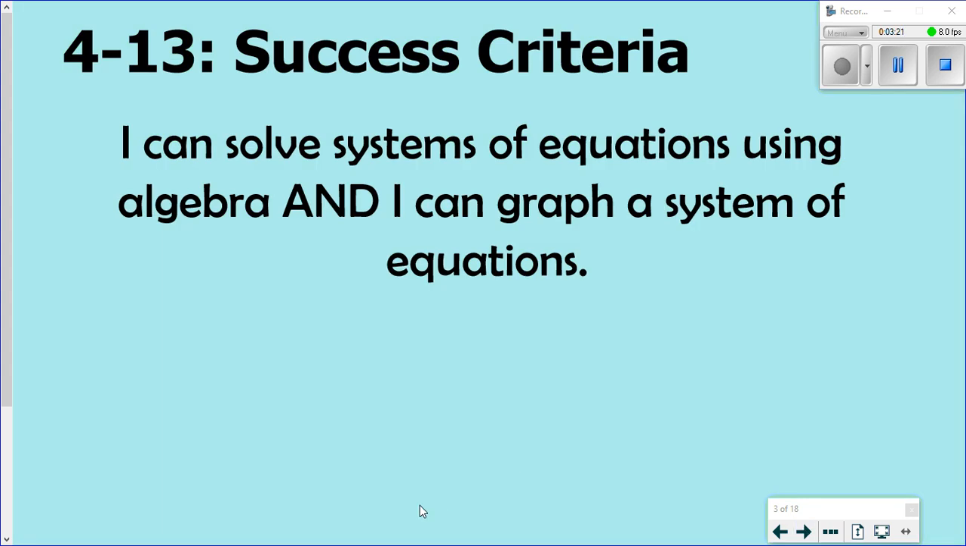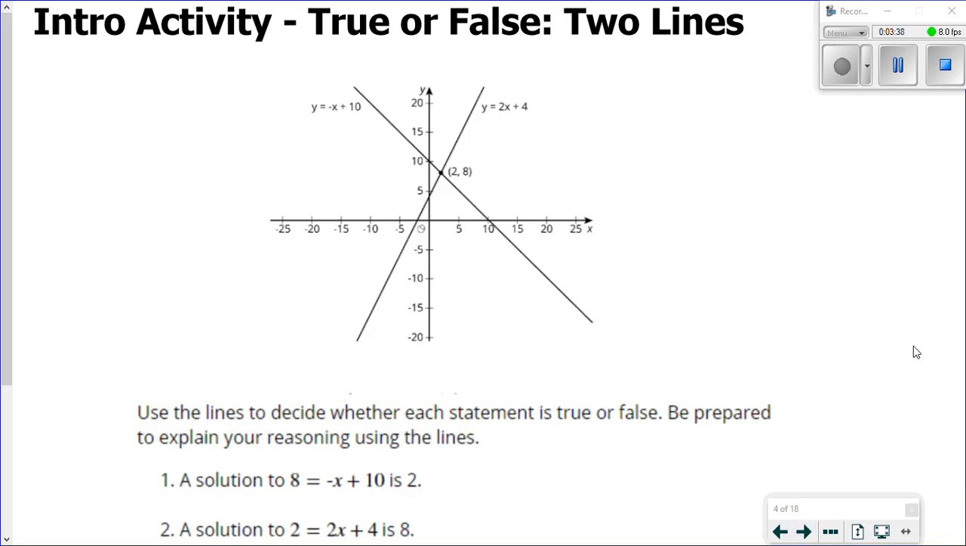More specifically, you should be able to walk out of the door today being able to solve systems of equations using algebra, like we just did in the warm-up, and graphing the system of equations and identifying their solutions like we've been doing the past several lessons. Let's get started on your first introduction activity on the top of page 69 in your workbook. So please join me on page 69.